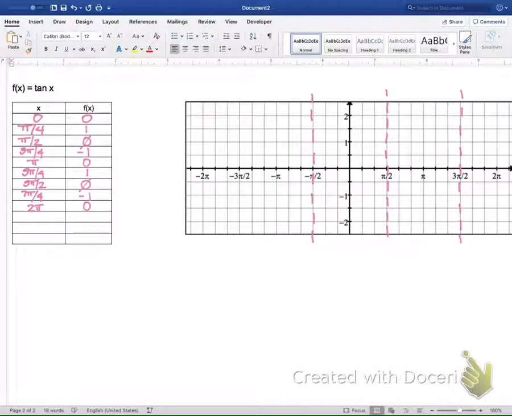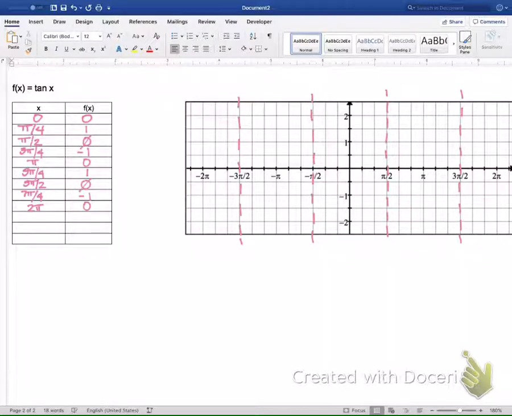Here's a dead giveaway to a wrong graph when you're doing one of these. Your spacing between your asymptotes should be the same for every single one. If you have two asymptotes that are closer together than another one, you've done something wrong. These all have to be even.